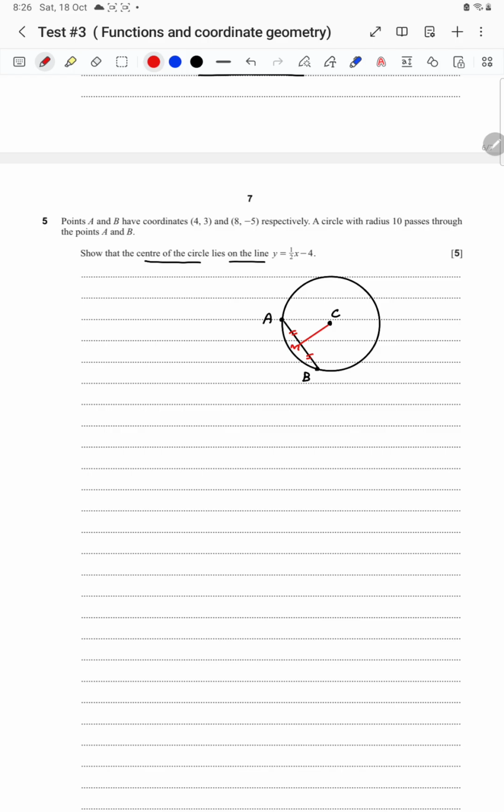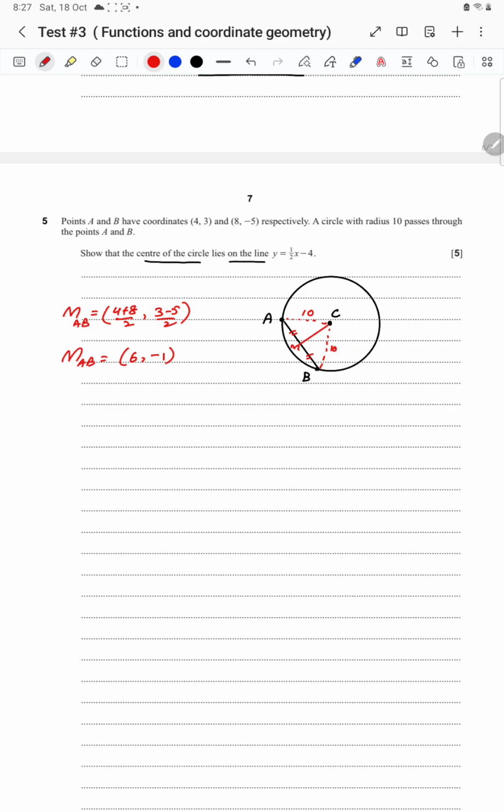This is M, the midpoint. So the midpoint of AB will be 4 plus 8 by 2, comma, 3 minus 5 by 2, and the midpoint will be 6 and minus 1, right? This is the midpoint on the line on which we need to show the center of the circle lies. Okay, we need to find this line as well. And the radius is given, that is 10, right? AC or AB is the same, that is 10.